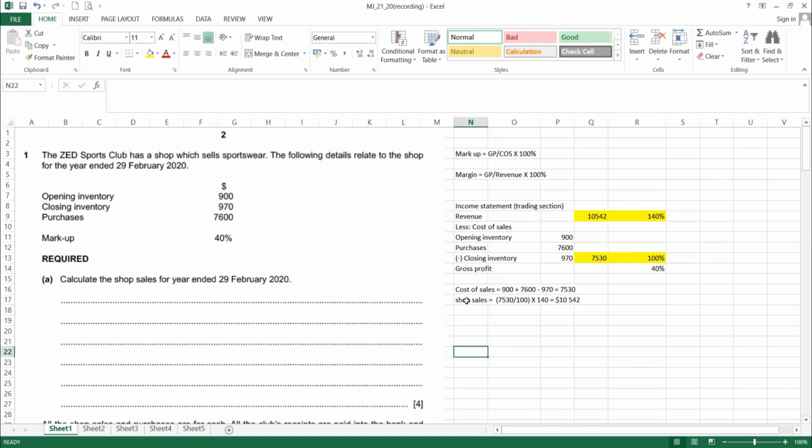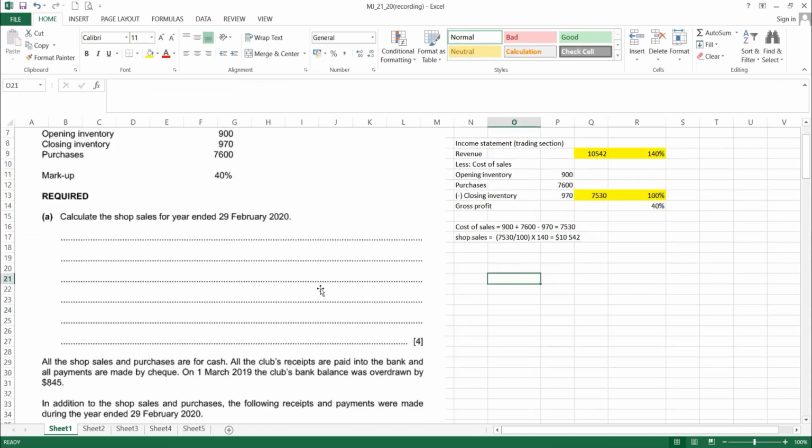You must show how much your cost of sales is, because your base is the cost of sales. So you must calculate it to show in the format. You must show that the cost of sales amount is 7,530. After that, it is up to you whether to use this method or the calculation method to show how you get the 10,542. So that is the answer for part A.